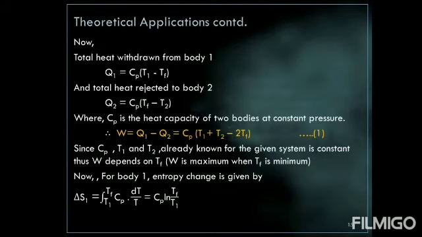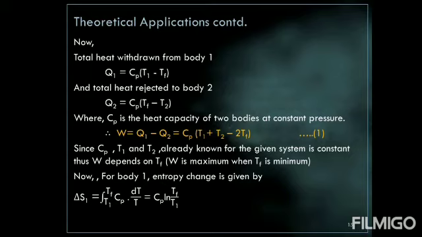Now the total heat withdrawn from body 1, that is Q1, is given by Cp into (T1 minus Tf), and the total heat rejected to body 2 is given by Q2 equals Cp into (Tf minus T2), where Cp is the heat capacity of the two bodies at constant pressure. The work done by the heat engine is given by W equals Q1 minus Q2, which equals Cp into (T1 plus T2 minus twice Tf). Since Cp, T1 and T2 are already known for the given system and can be considered constant, W depends only on Tf, that is the final temperature. Now W is maximum when Tf is minimum.